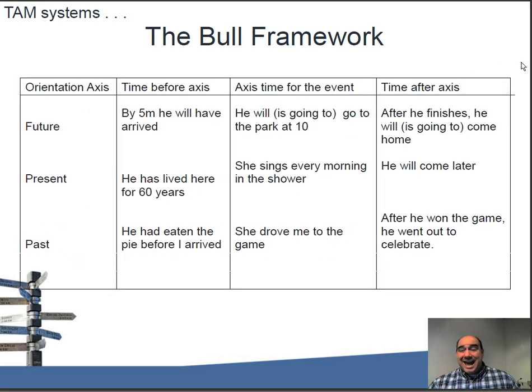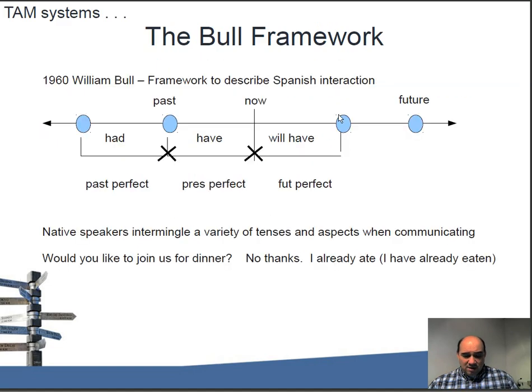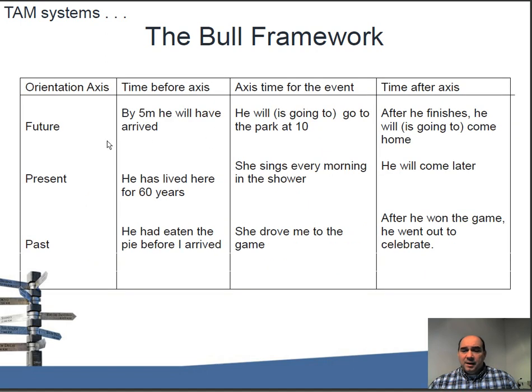Now, if the time is after the access point, so now this is future. After he finishes, he will come home. Okay. So again, here's where we're talking about, and we're saying after this event, something will happen, right? After he finishes, he will come home. Not a future perfect, it's only one time. Present, I'm saying about now, and I'm going just one time. He will come later. These basically should be the same.